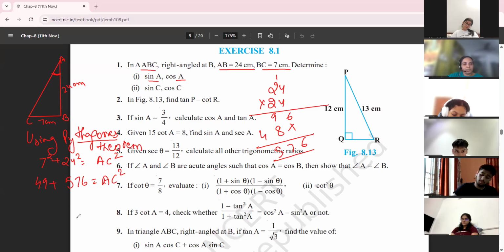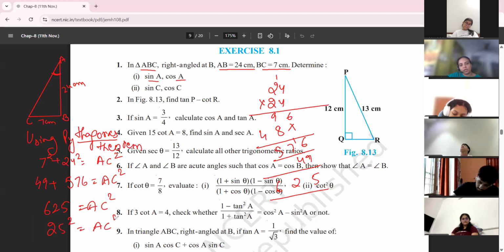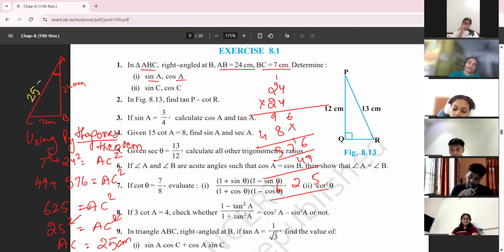So together what is this then? 49 and 576 is 625. 625, which is 25 square. 25 square is AC square. That means AC is 25. Right, bache? Both the units are in centimeter. AC is also in centimeters now. So this is 25 centimeter. Right, everyone or not?